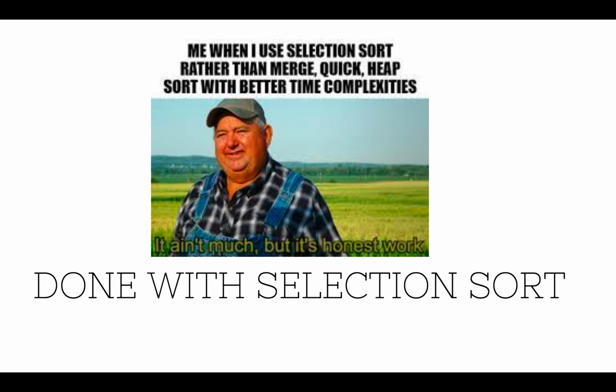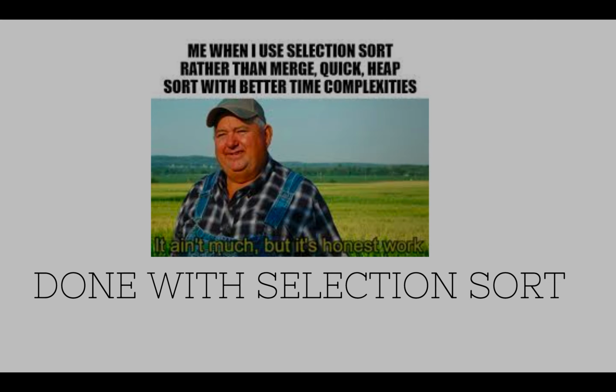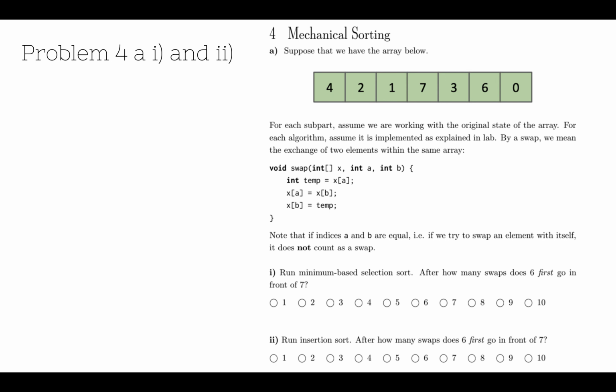Congratulations, you just learned insertion sort and selection sort. Let's go over some examples. In our worksheet, we have problem 4AI and 4AII. Notice that 4AI, selection sort, is the sort we just went over. 4AII is the very first sort we did, insertion sort. So keep that in mind when working through the problem.